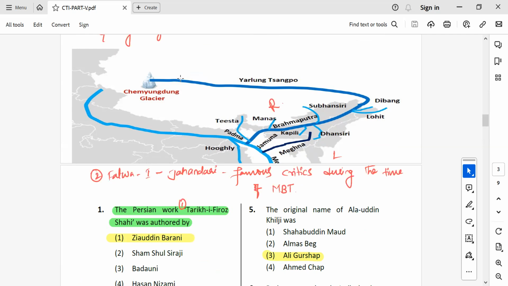Remember, the river flows and has right bank tributaries and left bank tributaries. These are the major tributaries: Subansiri, Manas, Tista. These are three major tributaries of the Brahmaputra river, and the left tributaries Lohit, Dhansiri, Kapili are the major tributaries. Very important. There is also one more island formed due to the silt brought by this river, Majuli Island, which is the world's largest riverine island, located in Assam. That's also very important.